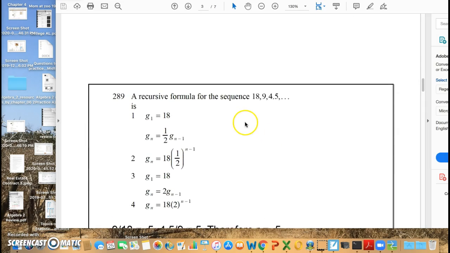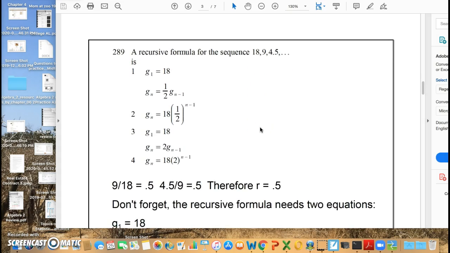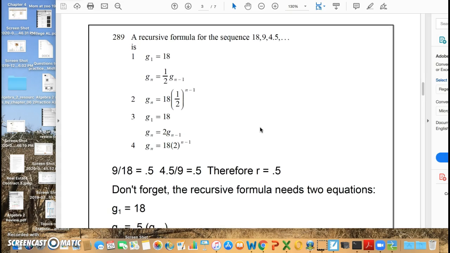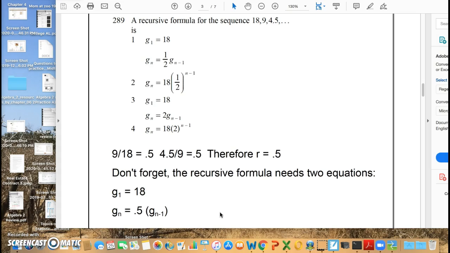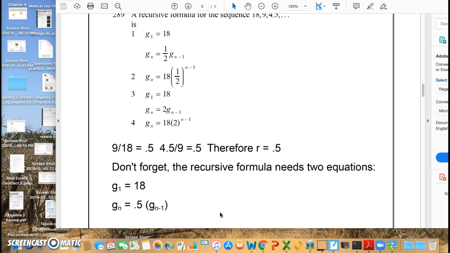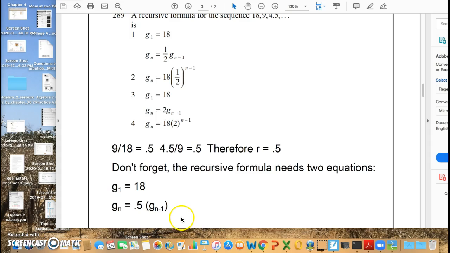A recursive formula for the sequence. Again, for some reason they like to do recursive formulas, so make sure you memorize it. If they're asking for a recursive formula, you need 2 equations. So I know I can eliminate the explicit ones with just 1 equation, so 2 and 4 I can eliminate. Take 9 and divide it by 18, you get a half. 4.5 divided by 9, you get a half. Therefore, the common ratio is 1/2. Don't forget, the recursive formula needs 2 equations. So g sub 1 equals 18, and g sub n equals 1/2 times g sub n minus 1. You can see this is the same as choice 1.